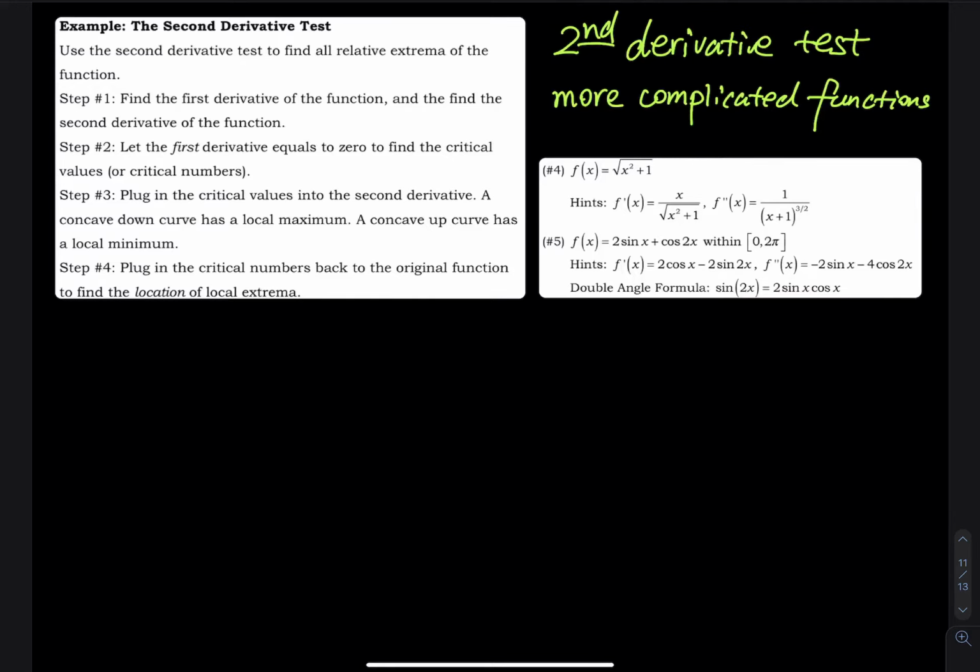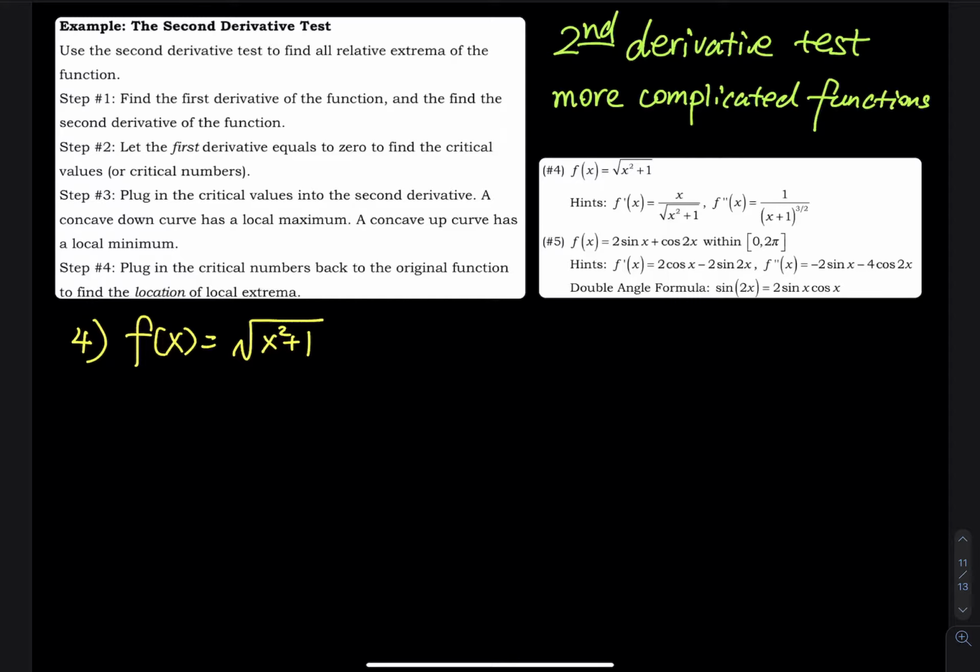Video, we are going to apply the second derivative test on a more complicated function. So let's take a look at number 4. We have f of x equals the square root of x squared plus 1. What is the domain of this function?